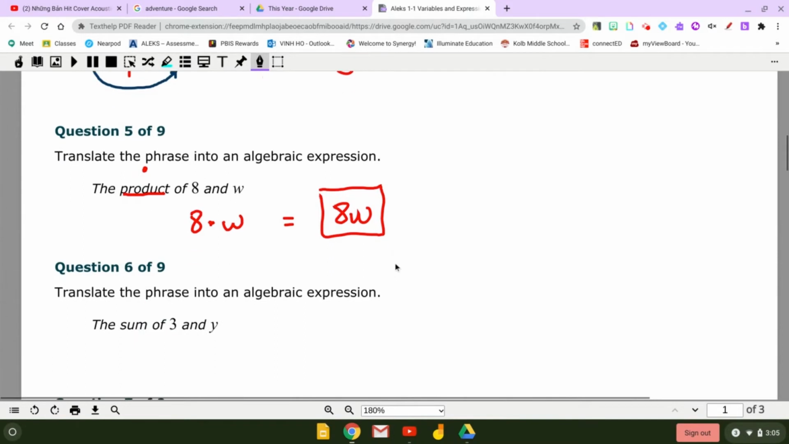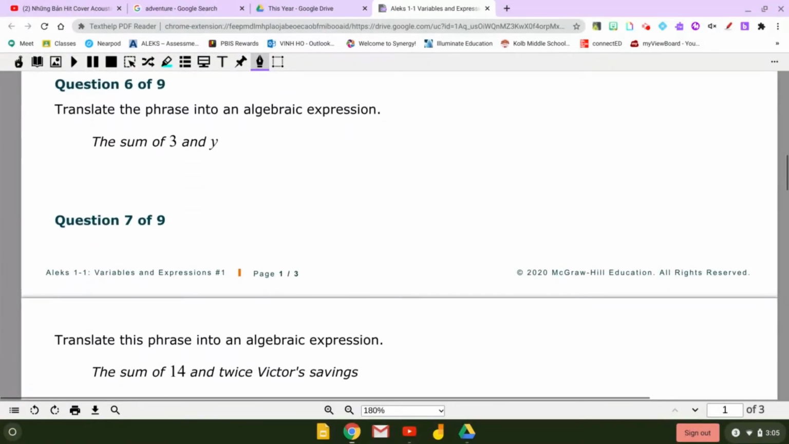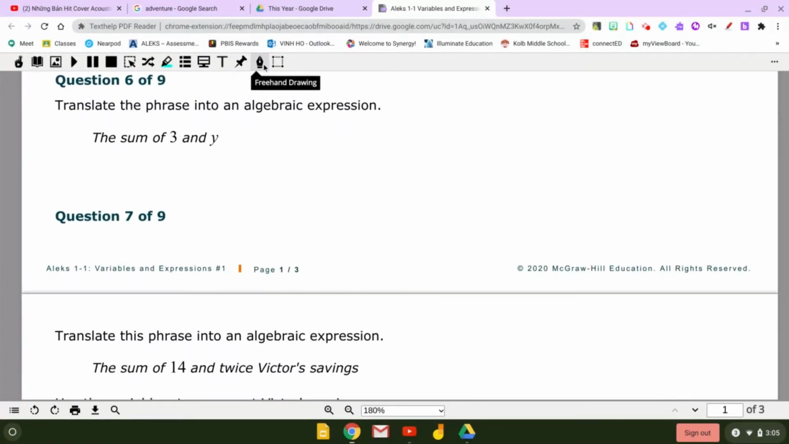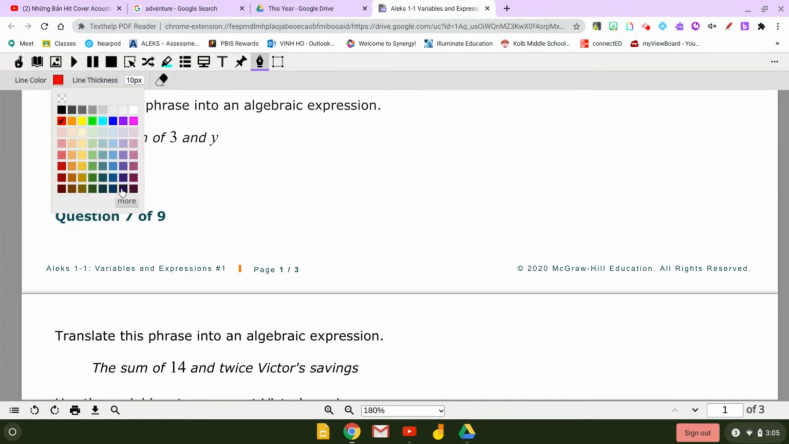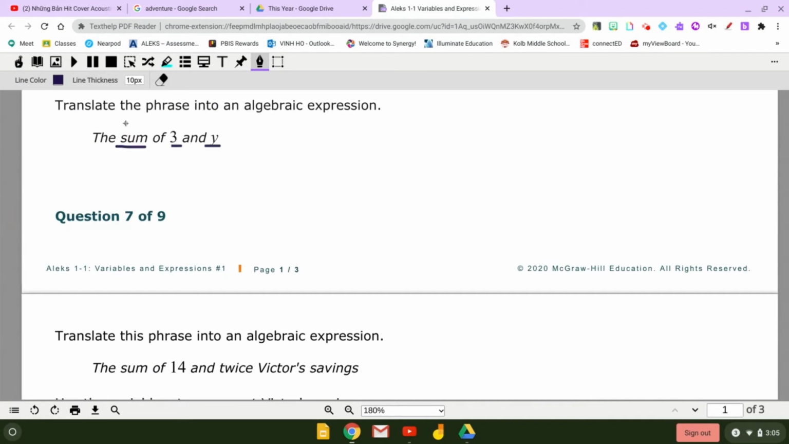All right, now we go to problems 6 and 7. Number 6, same thing, translate the phrase. The sum of 3 and y. The sum means addition, right? The sum of 3 and y. So that will be 3 plus y. That's it. Again, it's only more than or less than that you switch the terms around. In this case, the sum, you just add the two numbers in the order that they give you.